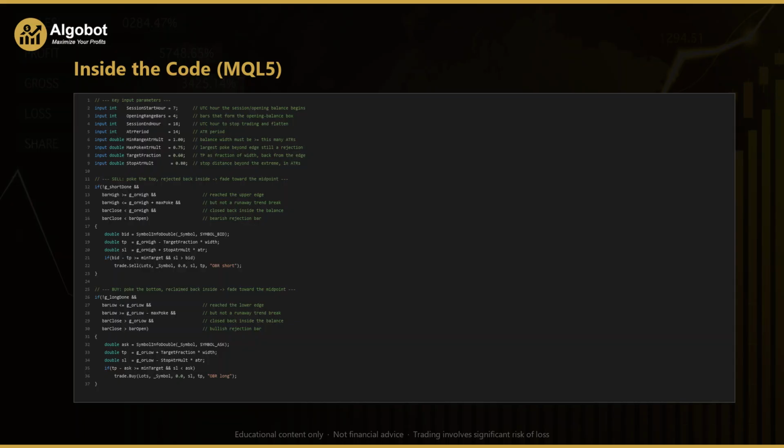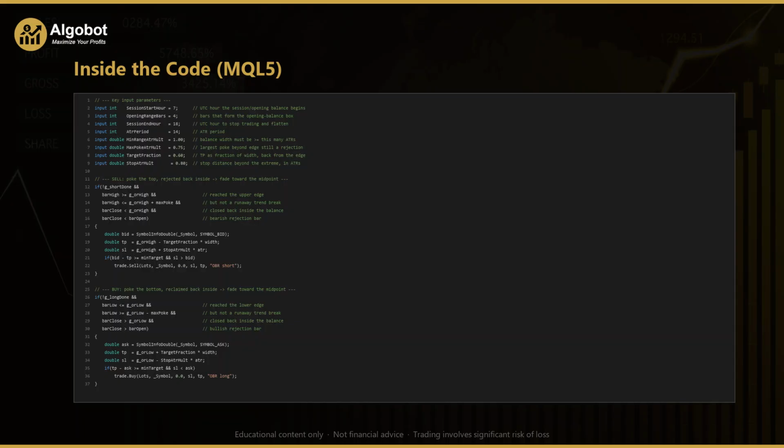Session start hour and session end hour define the trading window in coordinated universal time. Opening range bars, defaulting to 4, is how many bars build the balance box. ATR period sets the volatility measure. The minimum range ATR multiple is the width filter. The maximum poke ATR multiple caps how far price may exceed an edge and still count as a rejection. The target fraction places the take profit inside the balance, and the stop ATR multiple sizes the protective stop.